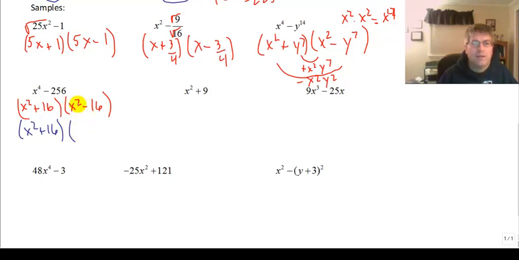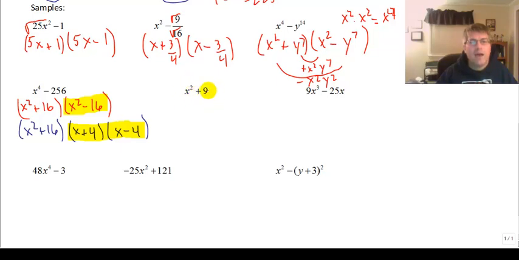Pretty tricky. So we have a square root of x squared is x and x. And sure enough, this is a difference of two perfect squares. So that can be factored further to x plus 4 times x minus 4. So this x squared minus 16 we could still factor. So our three factors are x squared plus 16 times x plus 4 times x minus 4.